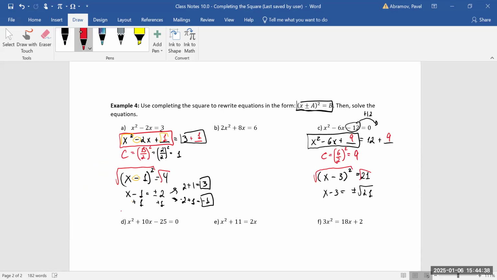And then, of course, we have to add 3 to the other side. So therefore, we end up with x equals 3 plus or minus square root of 21.